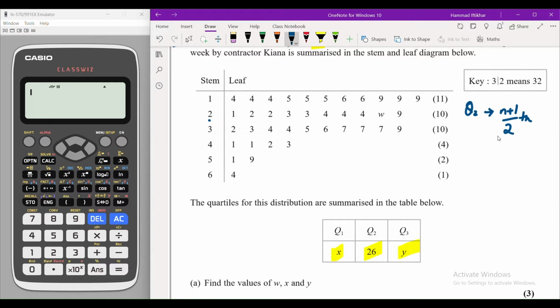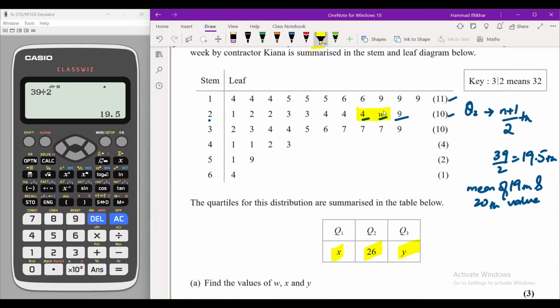So we have n = 38, so 39 over 2, which is 19.5. So 19.5 means the mean of the 19th and 20th values. Let's count. We have 11 in the first row, then 10, so the 19th and 20th both lie in this row. So the mean of these two values, 24 and 20 plus W, because W is a unit.